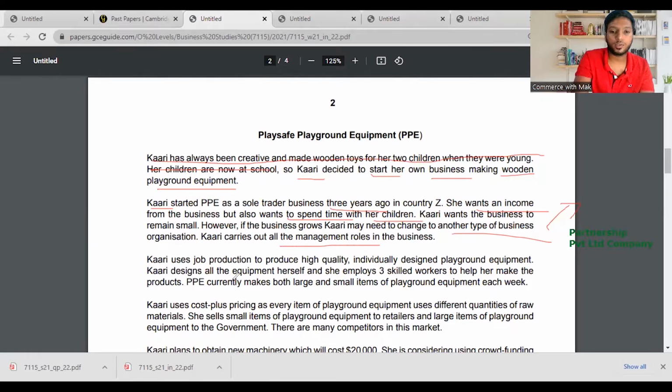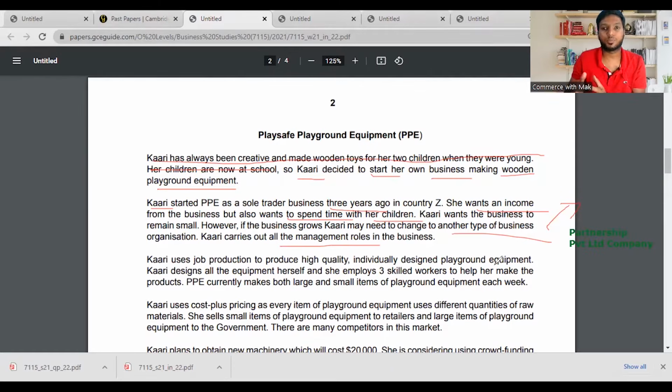Kari uses job production to produce high quality, individually designed playground equipment. So there's something called job production, batch production, flow production. If you don't know what job production, batch production and flow production are, listen to this very carefully. Job production is where one particular person is offering to another particular person a service, most probably a tailored service. For example, a wedding dress, maybe a wooden toy based on a tailored need. Tailored need means a request made by the customer. Based on the customer's need, you prepare some sort of product, which is what we call job production. It is a handmade thing, and very much skill is needed for this type of production.